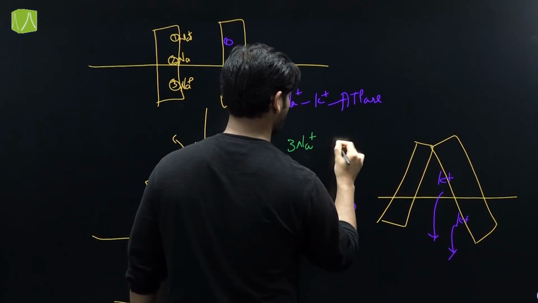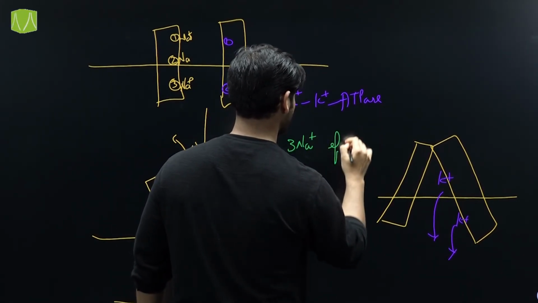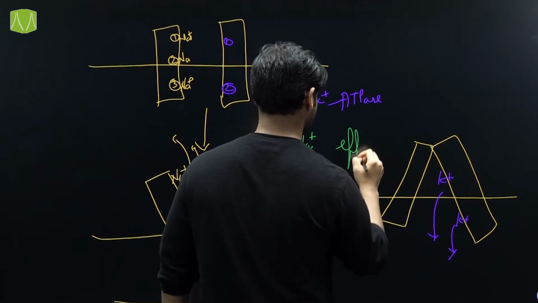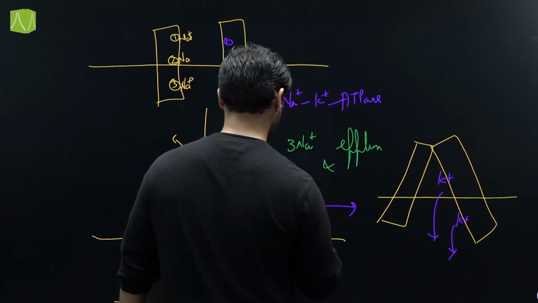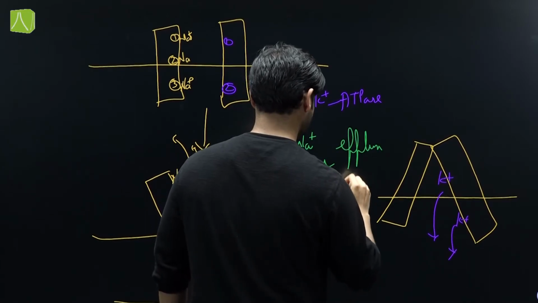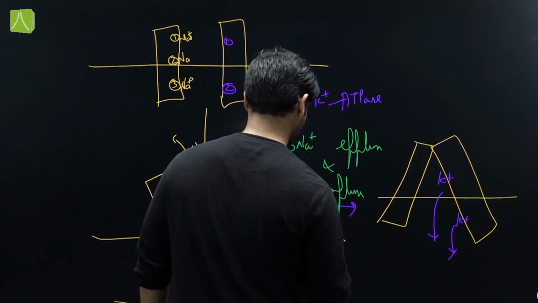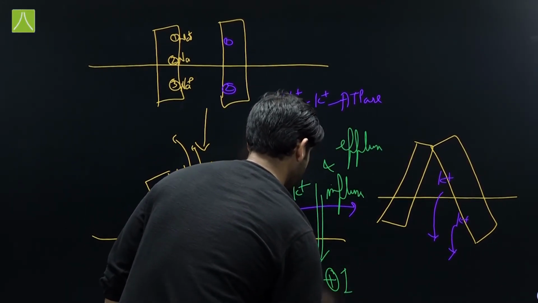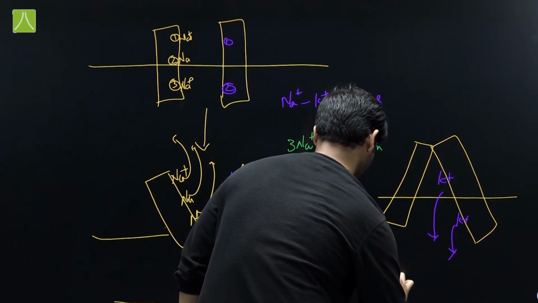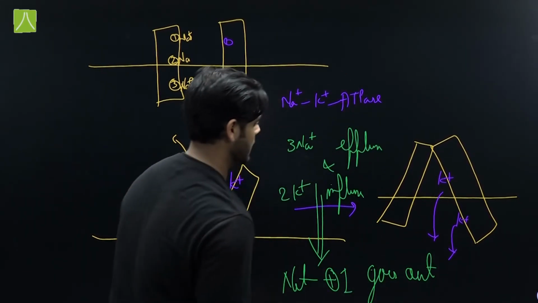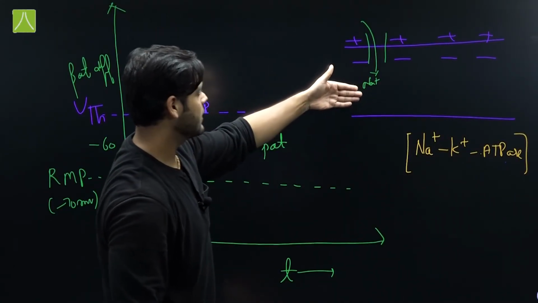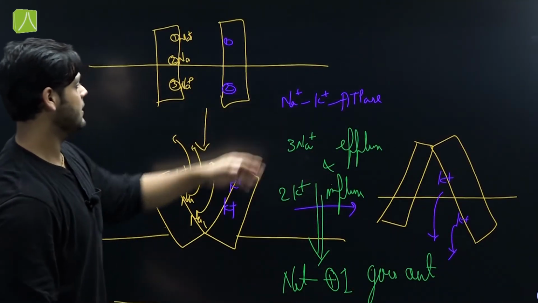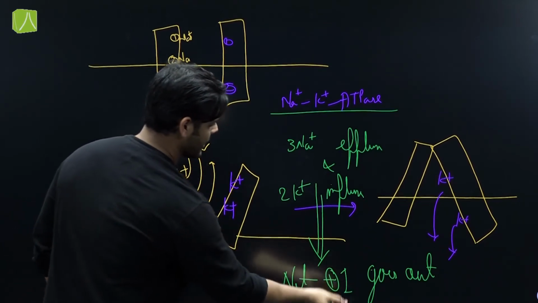3 sodium goes outside, like 3 sodium efflux, and 2 potassium influx. What is the resultant of it? Net plus 1 ion goes out. Now come to this again. Net sodium ion came inside, one charge came inside. With the help of this sodium potassium ATPase pump, again the one net charge goes out.